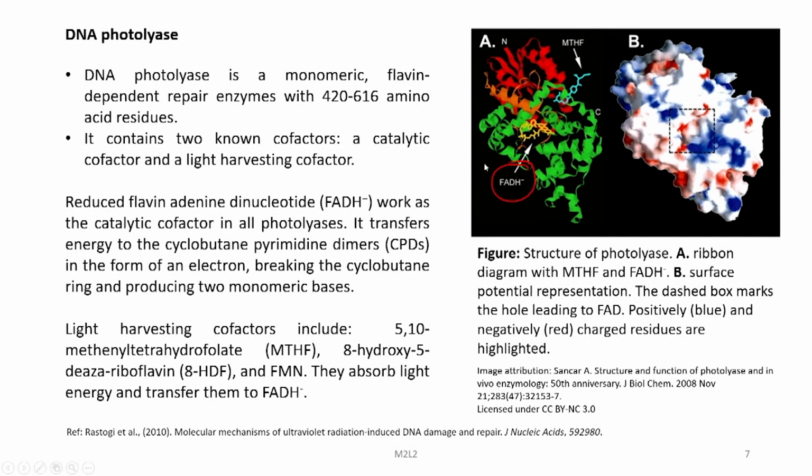FADH over here. This is the ribbon structure of DNA photolyase, and here you can see the surface potential representation. There is a dashed box over here which marks the hole leading to FAD. The positive blue colors and the negative red colors of charged residues are represented in this figure in a color code.